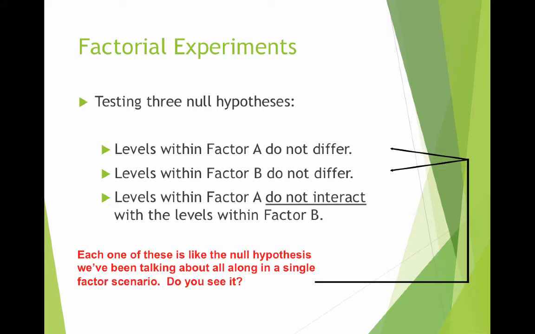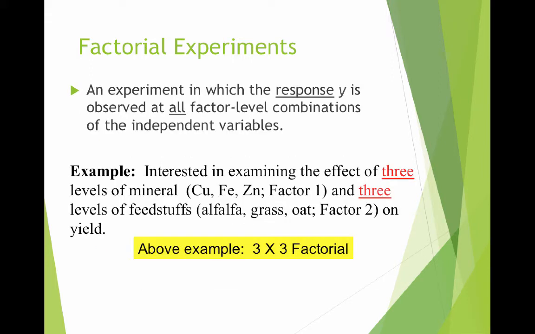So with the factorial experiments, we move from testing one null hypothesis in a single factor design to three null hypotheses in a factorial experiment where we have two levels of treatments. So our first null hypothesis is that levels or performance within factor A don't differ. Second hypothesis is levels or performance within factor B does not differ. And third is that there's no interaction present between factor A and factor B.